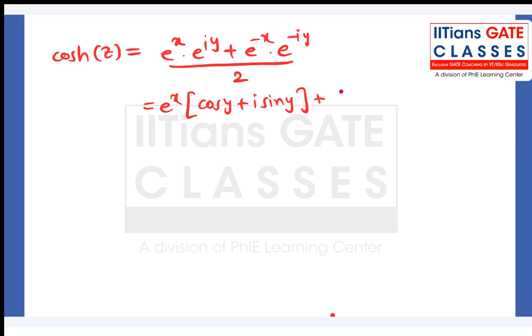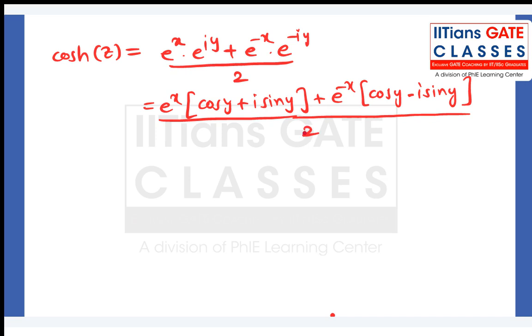Similarly, on this side you will have cos y minus i sin y. Only the sign becomes negative, divided by 2 remains there. So now I'll take cos terms together and sin terms together. Let's keep this half as it is. Then let's take cos y terms: e to the power x is there, plus e to the power minus x is also there.